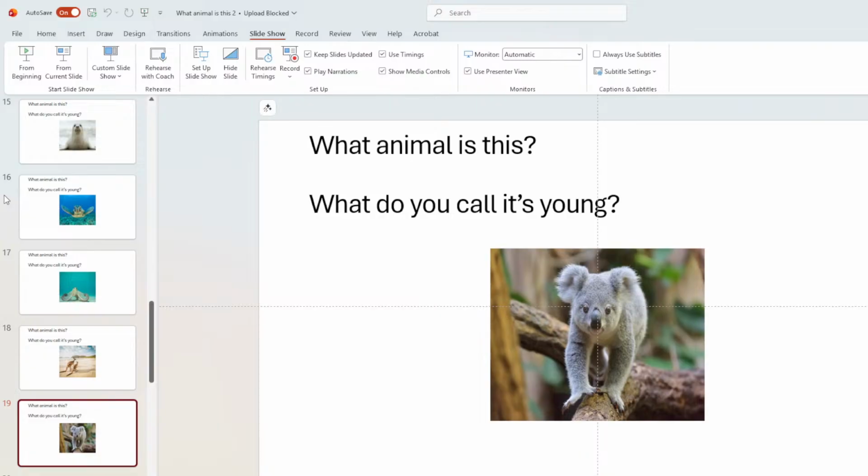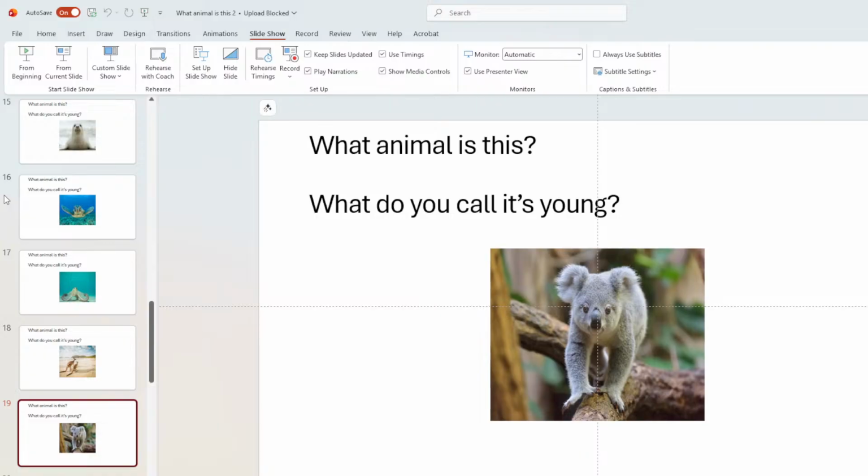What do we call the animal on the screen? Native to Australia, apparently. I'm not sure if it is found anywhere else, but I know it's native to Australia. What do you call that? All right, so that's a koala. Koala.